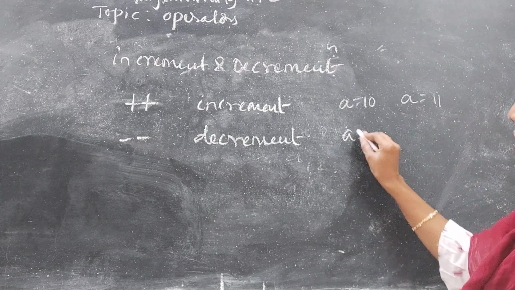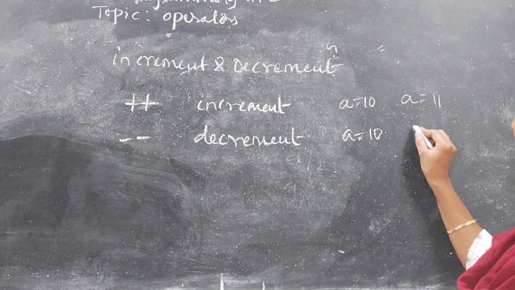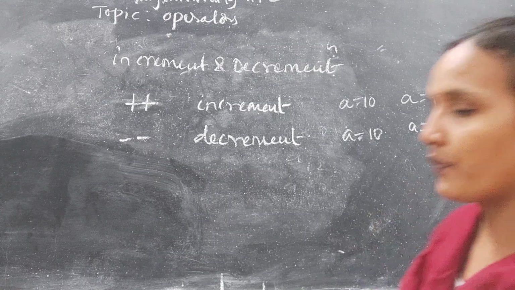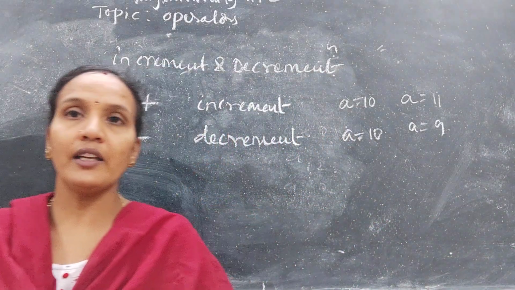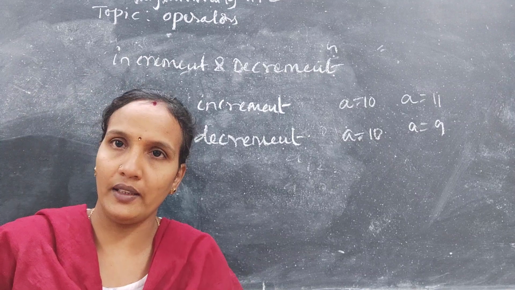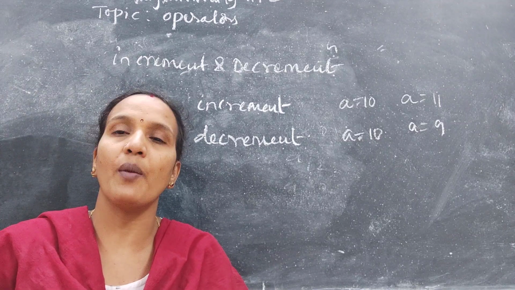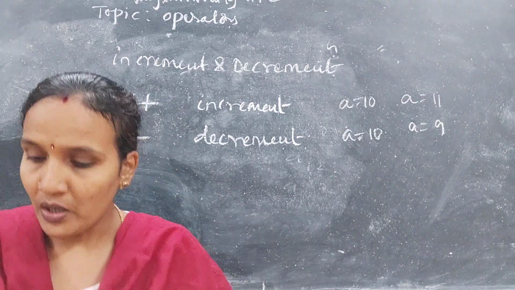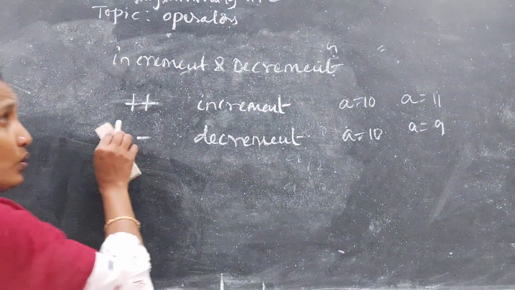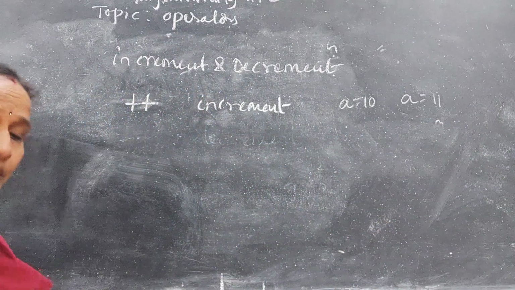If a equals 10 and it is decremented by 1, then a equals 9. The increment operator will increment the operand value by 1, and the decrement operator will decrement the operand value by 1. So here also there are two types, increment and decrement.